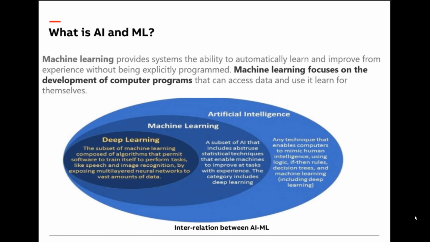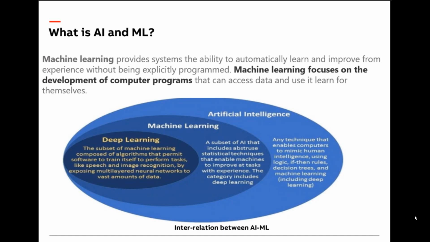So machine learning is actually a subset of AI that includes some statistical techniques. Machine learning focuses on the development of computer programs that can access data and use it to learn from themselves. Inside machine learning there is deep learning. So deep learning is the subset of machine learning. It is composed of several tasks like speech recognition, image recognition, multi-layer perceptrons. Mainly we use deep learning when you have a huge amount of data. In that case, we used to have deep learning.